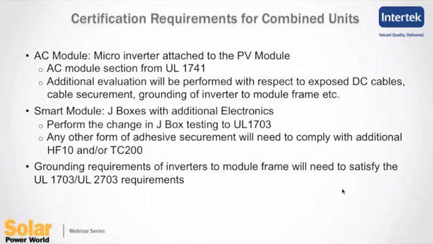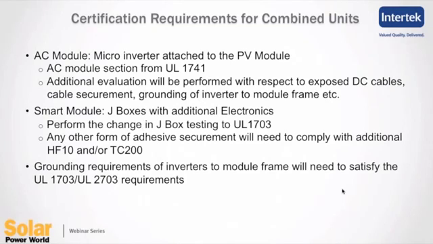The AC modules, where the microinverter is attached to the module, there are some additional requirements that you might have to meet, which are specific when the microinverter is attached to the module and is more considered as an AC module. There are specific requirements within 1741 for the AC modules that have to be met, and then the additional requirements with respect to the exposure of the DC cable, the grounding of the inverters, and things of that nature.